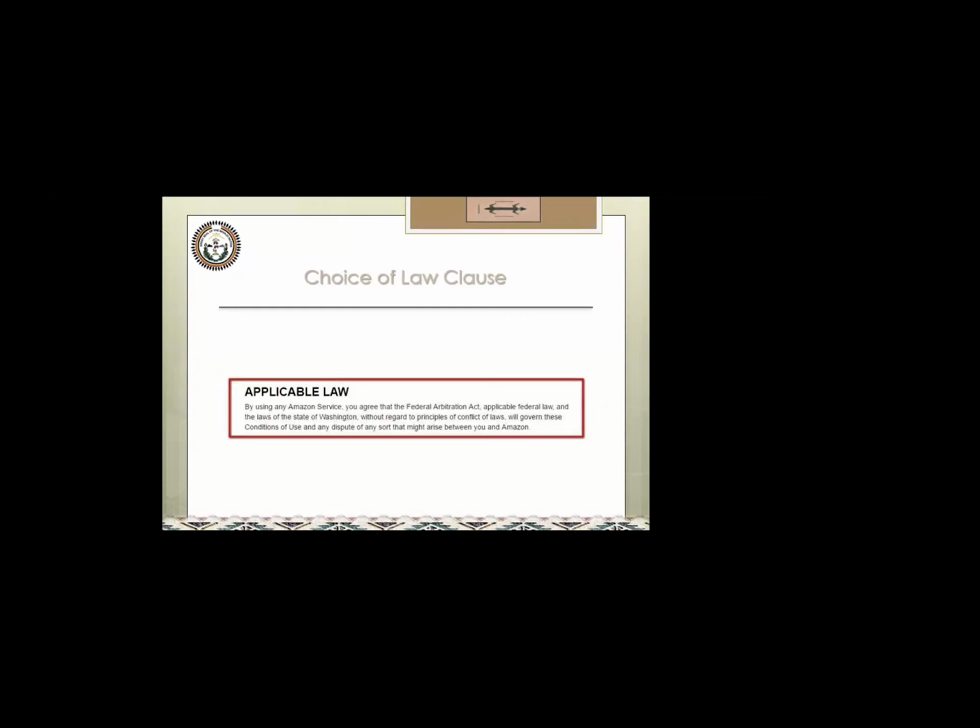So you're using the Amazon app, or the Amazon website, you're buying stuff, whatever it is. Well, Amazon has a services agreement that you're going to have to sign. And this is part of it, right? It's saying that state of Washington will apply. And you agree that the Federal Arbitration Act will also apply. Federal law will apply, right? So these are the choice of law, choice of forum clauses that we typically see.